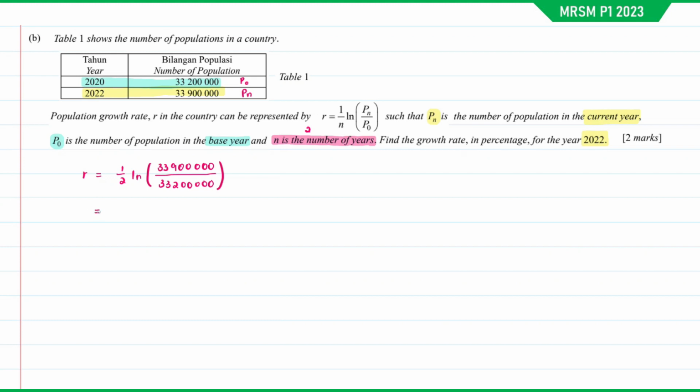So here using a calculator, the answer of R is 0.01043. So the question wants the growth rate in percentage. Then we're going to multiply the 0.01043 by 100. Then R is equal to 1.043%.